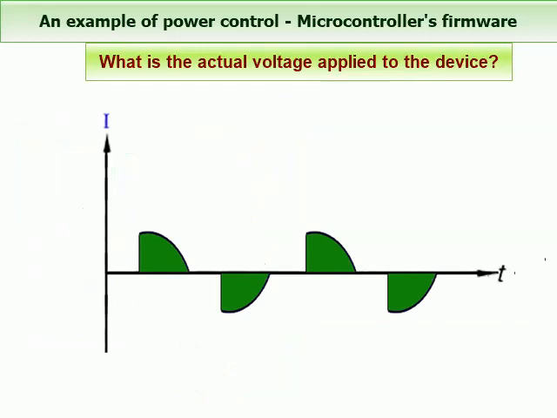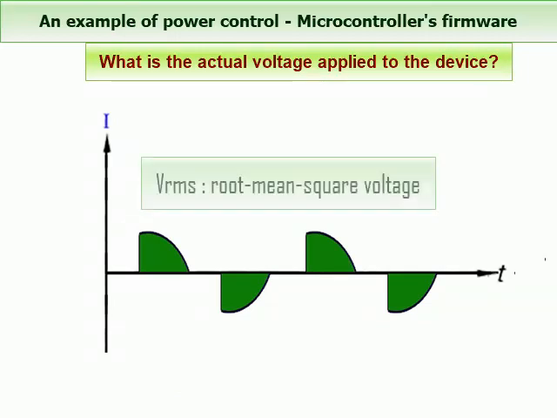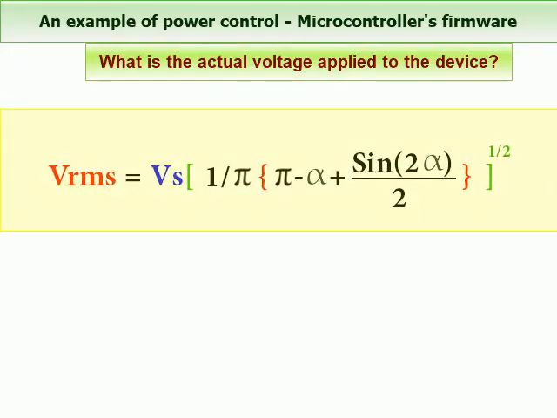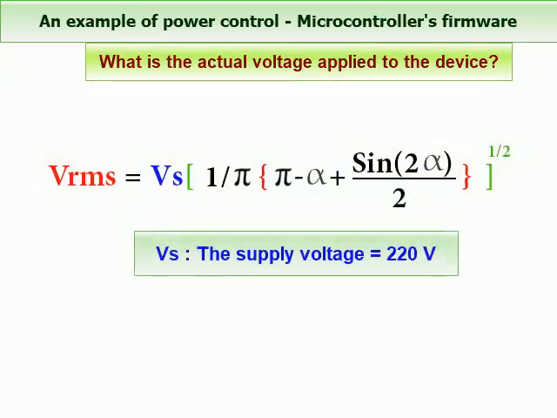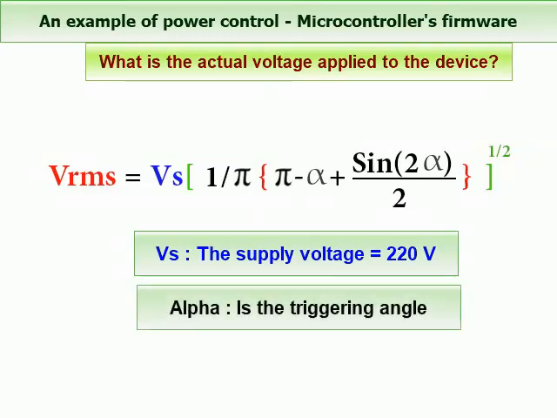The actual voltage applied to the device is called VRMS. VRMS stands for root mean square voltage. It is the effective voltage of a sine wave. It is calculated by the following equation. In this equation, Vs is the supply voltage, 220 volts. Alpha is the triggering angle that must be calculated to derive the value of VRMS.